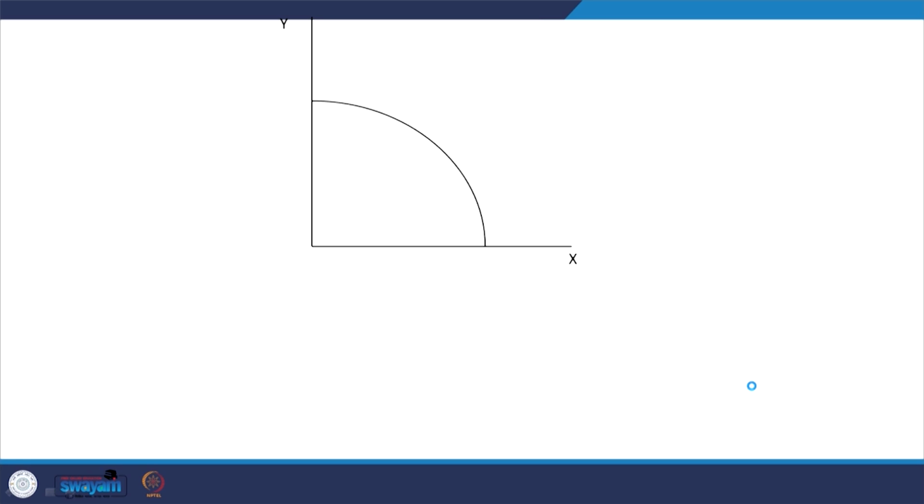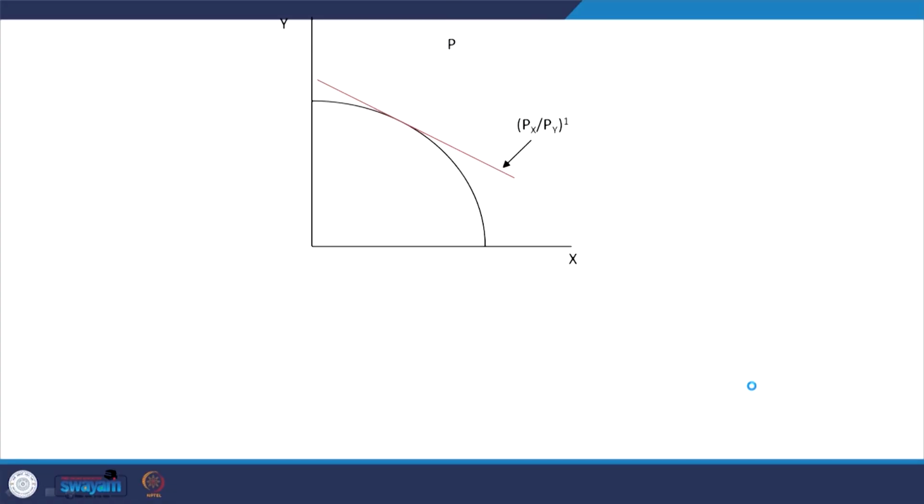In front of us is the PPF for the domestic country before trade, and we are now explaining the autarky situation. Let this be the trade-off between x and y in terms of the prices in the market. This is also called the price line, given by the ratio Px by Py, and now let this be the equilibrium point.